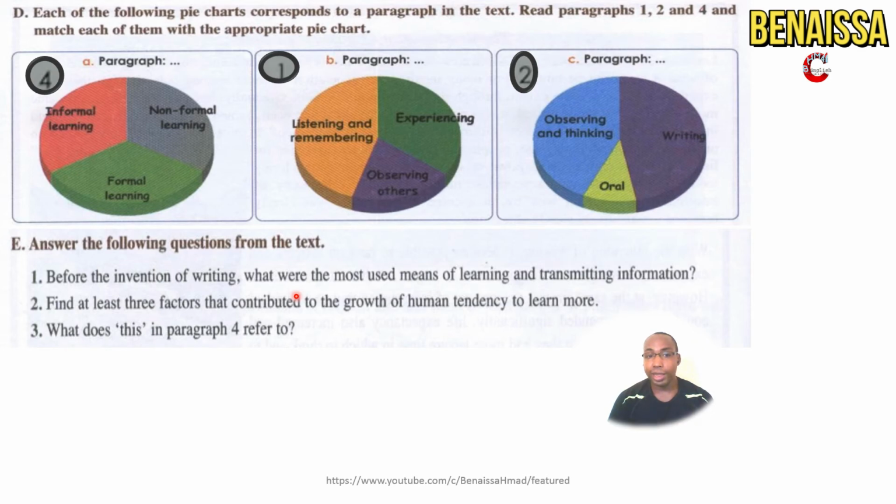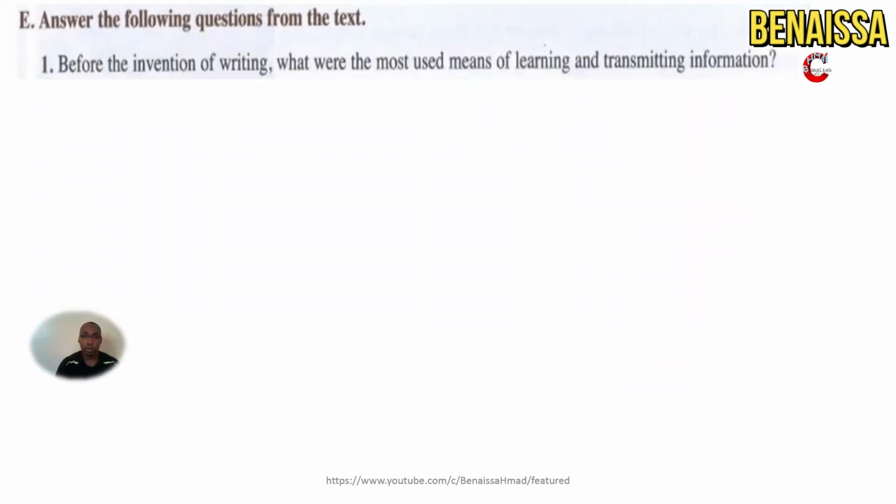Number two, find at least 3 factors that contribute to the growth of a human tendency to learn. We try to find at least 3 factors that led to the rise of people's desire to learn. Number three, what does this in paragraph 4 refer to? We try to find what it refers to in the text. Let's try to answer number 1.